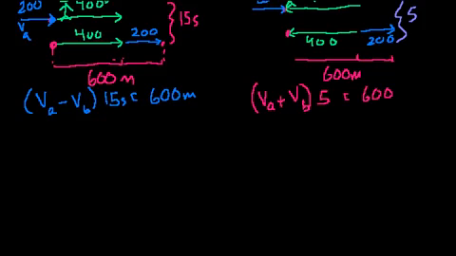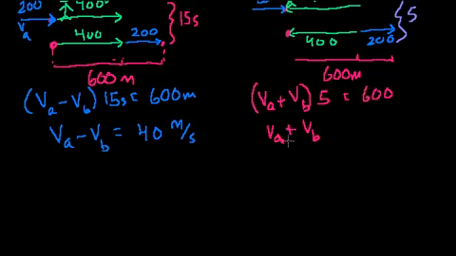So just to simplify it, let's divide both sides of this one by 15. So we have the velocity of A minus the velocity of B is equal to 40 meters per second, right? 600 divided by 15 is 40. And then here we have the velocity of A plus the velocity of B is equal to 120 meters per second. And let's see, we could just take this equation, put it down here. We could add the two equations to each other.